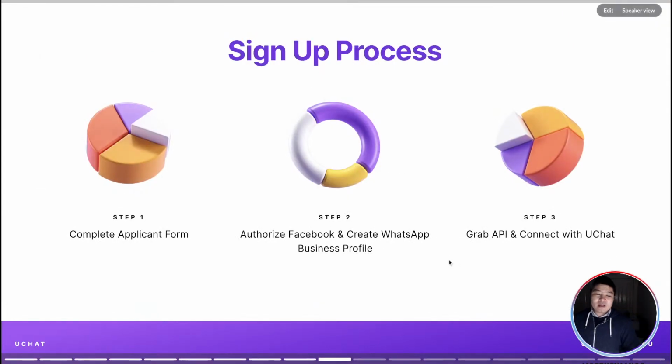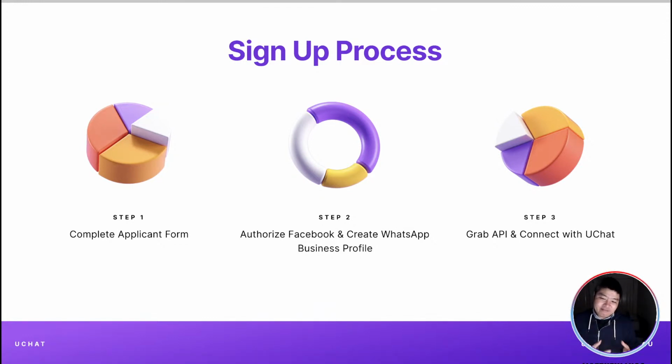So now, I hope by now you can get the first thing done. You can already have a verified Facebook Business Manager. And I assume that you have a new SIM card or new phone number that we can use in the application process. If you have these two things, now this is the sign up process. I just want to show you.